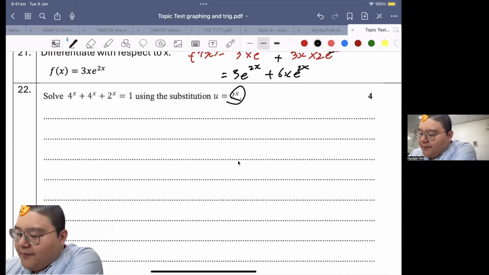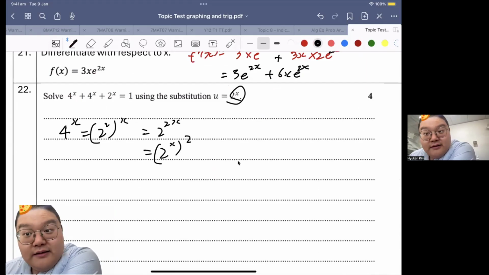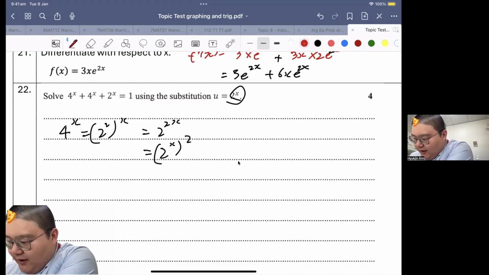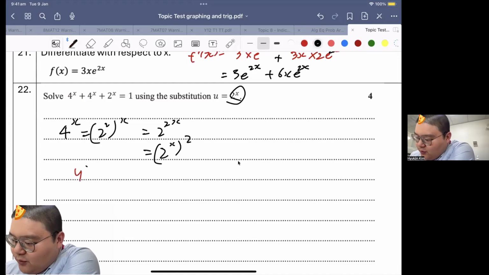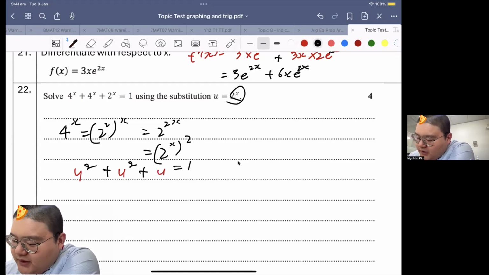Well, if you remember, 4 to the x equals 2 squared to the x, which is just 2 to the 2x, which is also the same as 2 to the x squared. They all just work like that because it's just a multiplication of the powers. So now I have u squared plus u squared plus u equals 1. 2u squared plus u minus 1 equals 0.